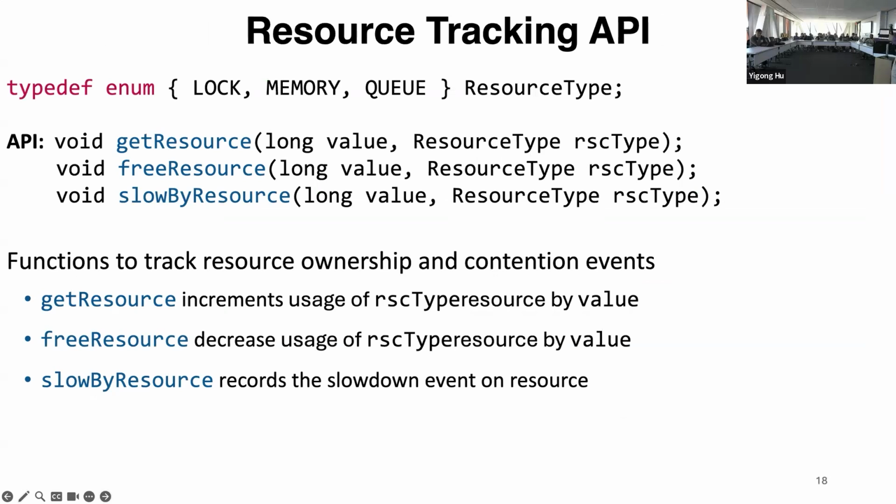So we use a set of three APIs, and we need to annotate these three APIs in the applications to know the exact eviction time, eviction number, and the required number. By definition, we have get resource, which tracks how many resources you get, and free resource, which is how many resources you freed. And slow by means how long you are slowed by this particular resource.